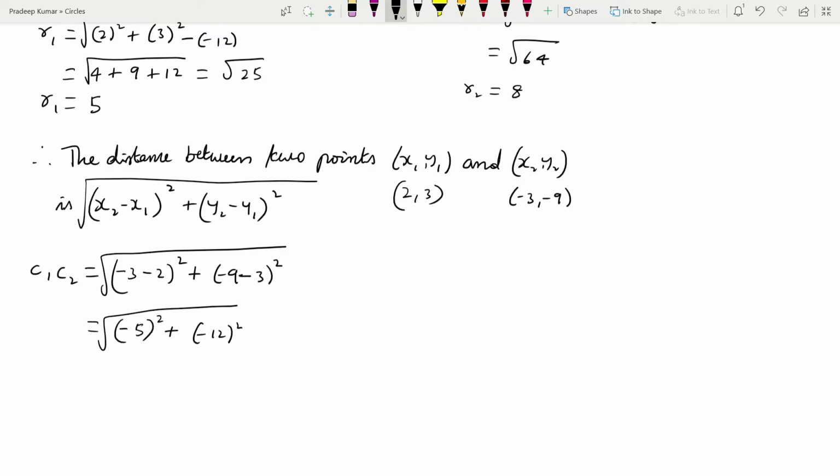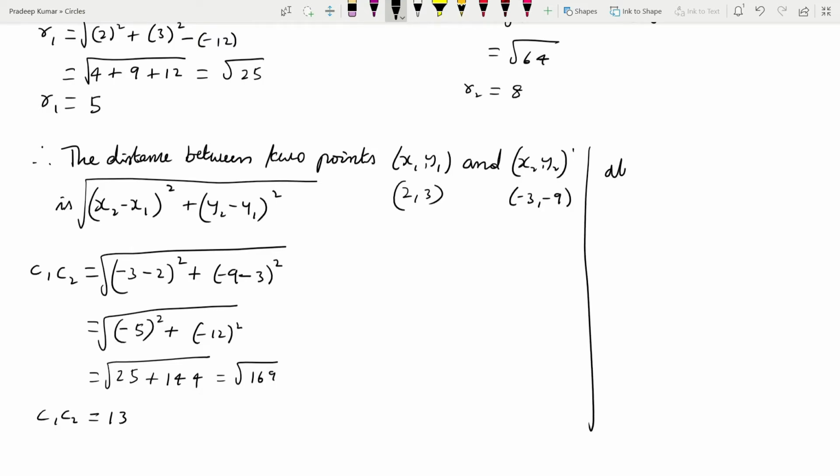So this is 5 square, in the sense we'll get 25, and this is 12 square, in the sense that was 144. Okay, so 25 plus 144 gives root 169. So root 169 is nothing but 13 as the value. So the distance between center 1 and center 2 is 13. So we'll get the other value, which I can write like this.